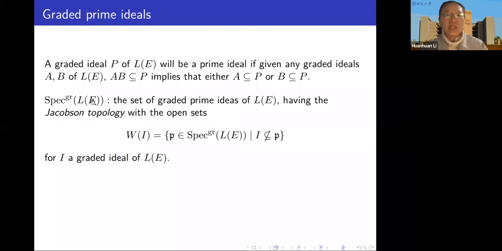We denote the set of all these graded prime two-sided ideals of the Leavitt path algebra by Spec_gr L(E), and gr here means we consider the graded case. Actually, this set has a topology. It's called the Jacobson topology, and we can write down the open sets for that.